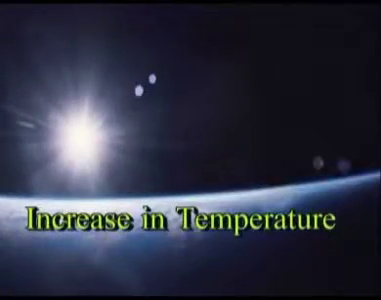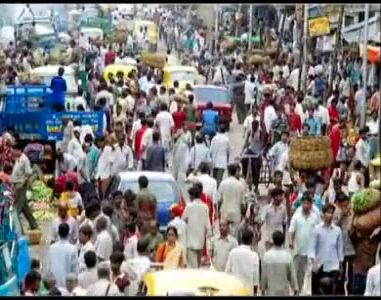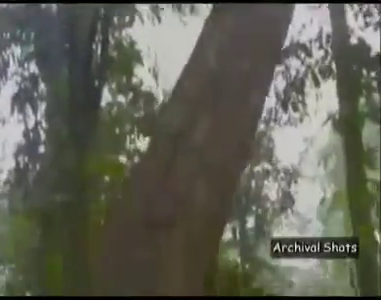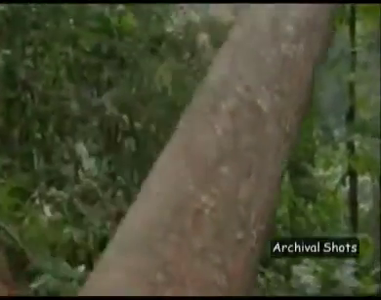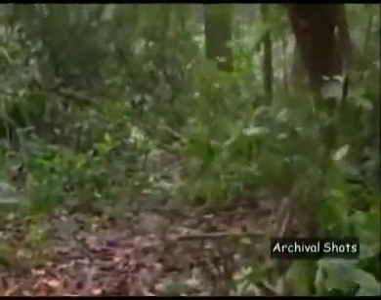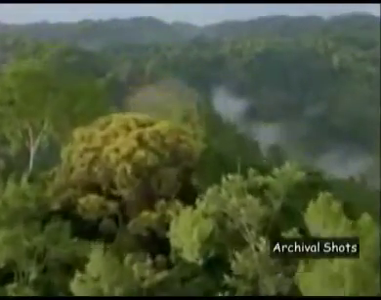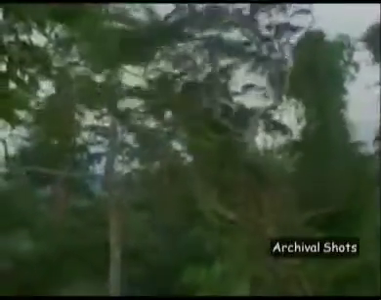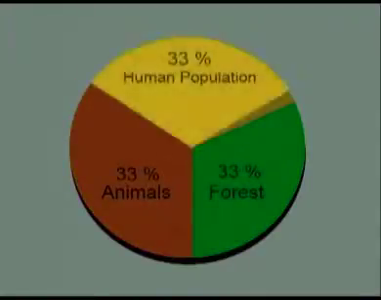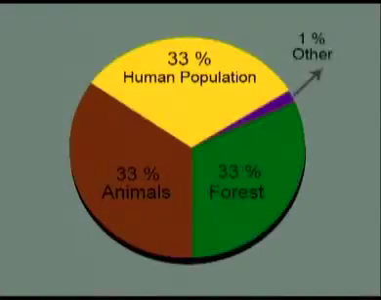Increase in temperature. Industrialization, urbanization and population explosion are leading to loss of forest cover. Forest trees act as watersheds and have cooling effect. Due to loss of forest cover, temperature increases. For an ideal natural climate, there should be 33% forest cover, 33% animals and 33% human population. By the end of 20th century, forest cover has been reduced up to 15 to 16%.